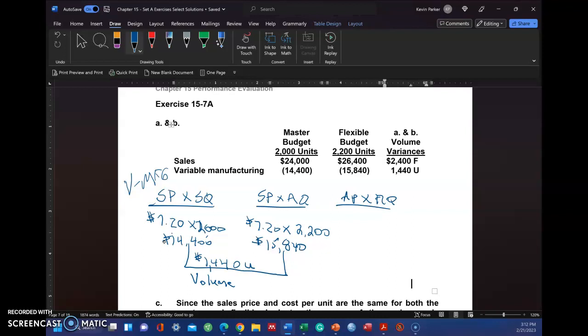If we said the actual price we were paying wasn't $7.20 but was $7 an hour, that would be the price variance. We're just looking at the volume variance, 2,000 and 2,200. So unfortunately, it's not meaningless, but it has no real true unfavorable or favorable. If we had to say it's unfavorable or favorable, cost is higher, so we're going to go with unfavorable. That's it. That's A and B.